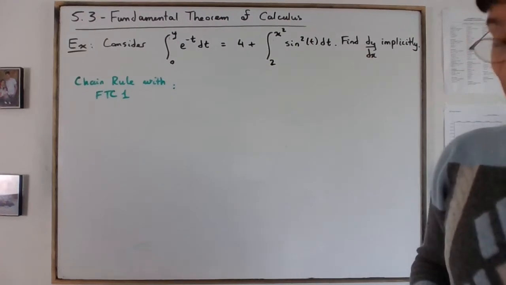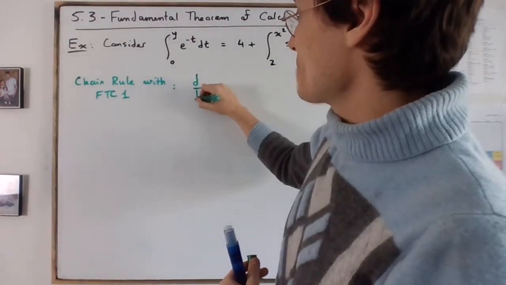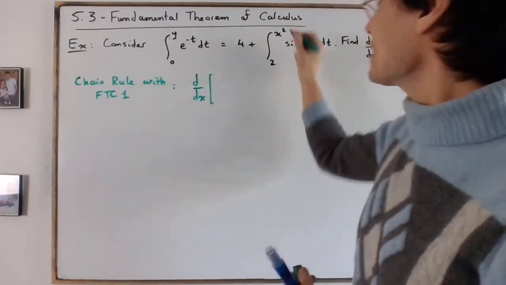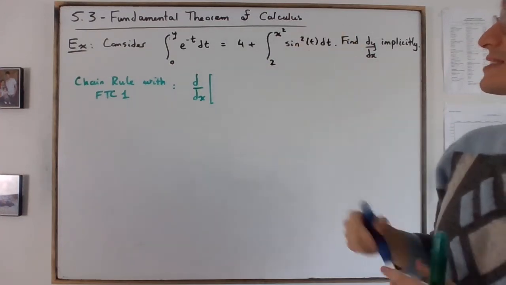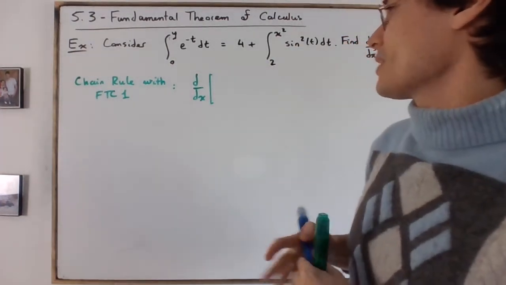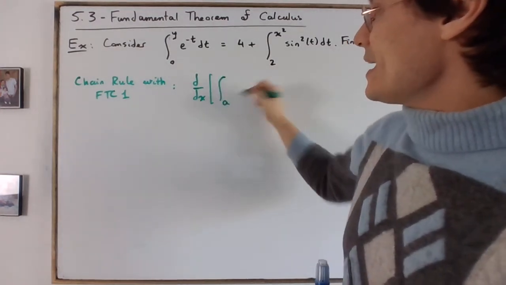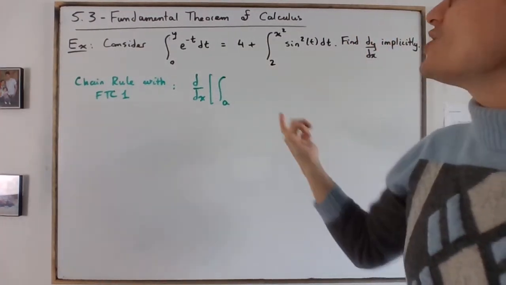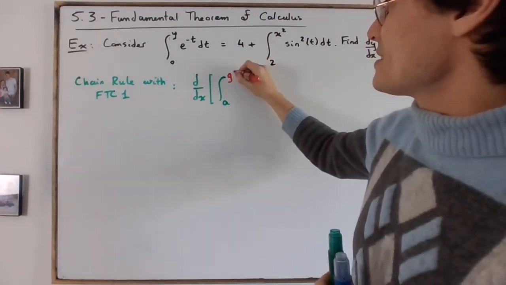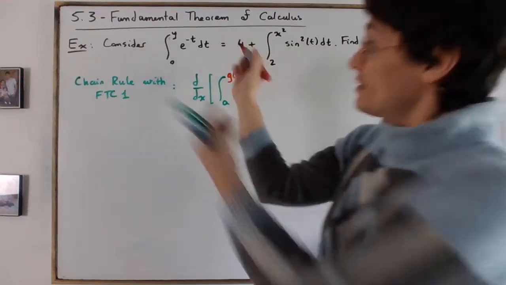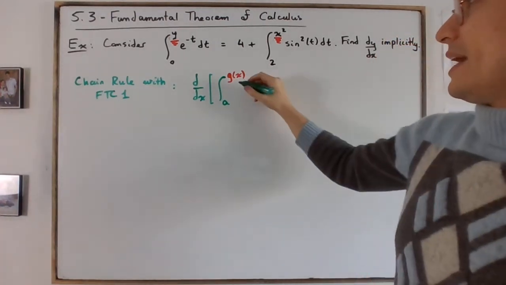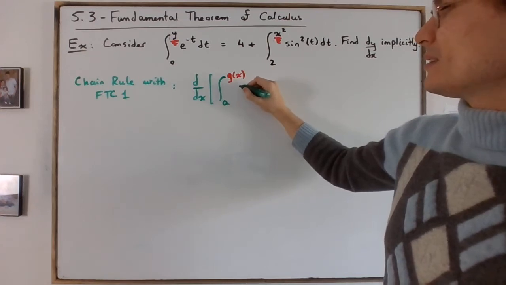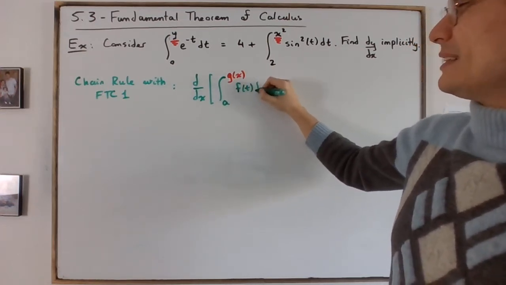If you're taking the derivative with respect to x of something like this, let's just do a very general example: the integral from a to some function g of x. Instead of x, this will be a function of x. It could be x squared, it could be y. In our equation, these are the two g of x that we have. And then we have f of t dt.